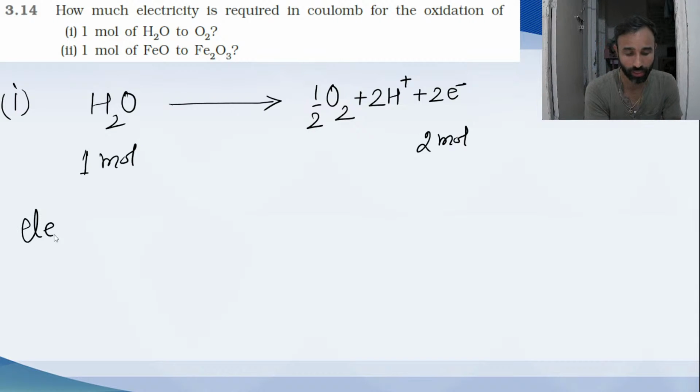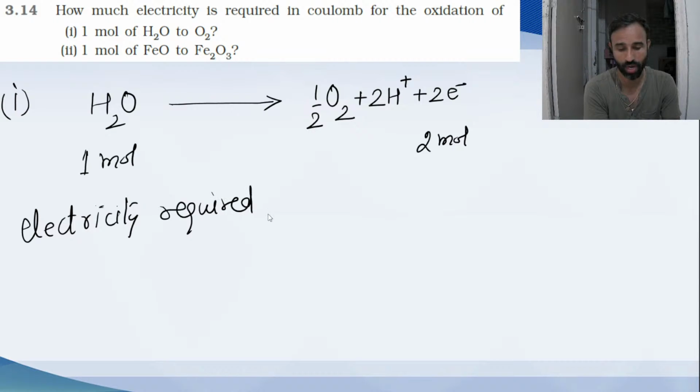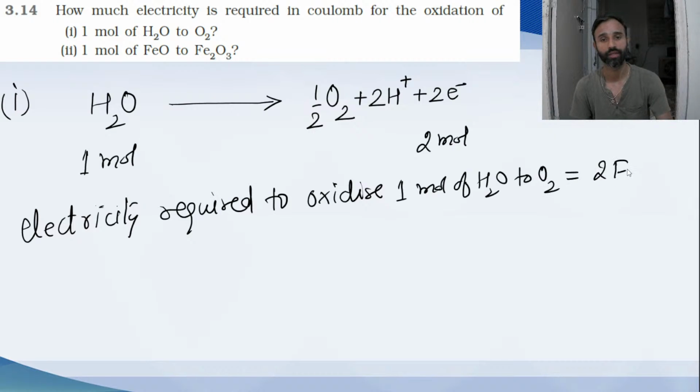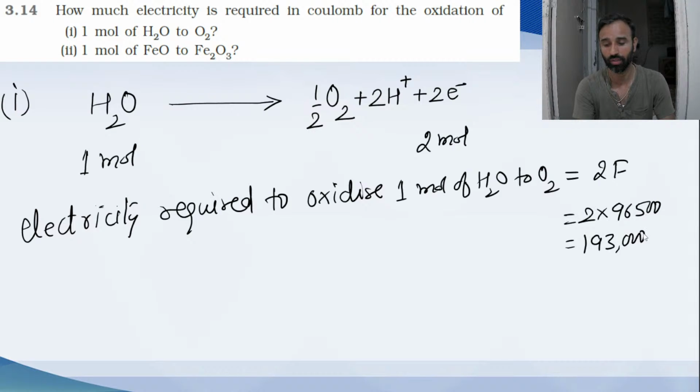So electricity required to oxidize 1 mole of H2O to O2 is equal to 2 Faraday. That is 2 into 96500, that is 193000 Coulomb.